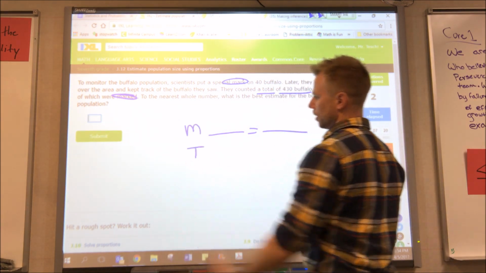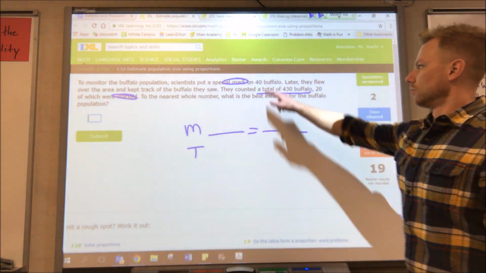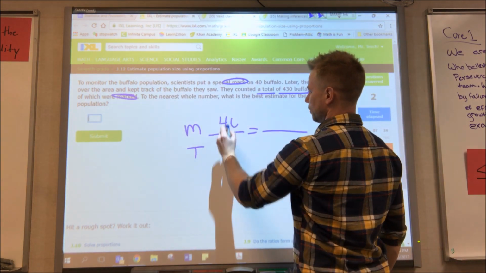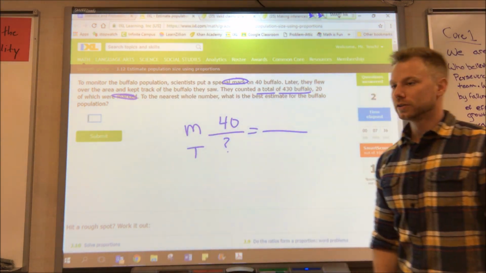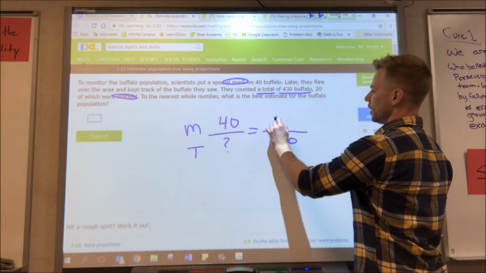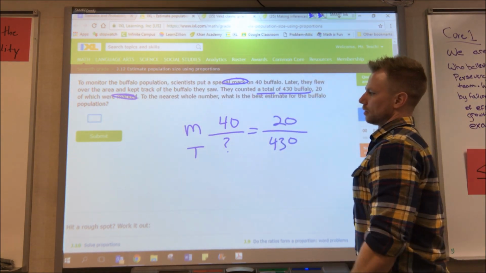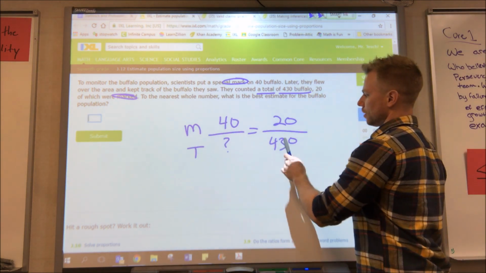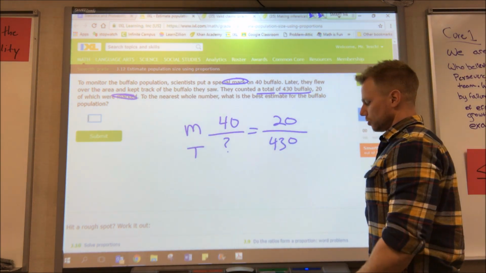So we'll do M for marked, T for total. 40 were marked. Out of the total population, we don't know. But later on, they had 430 total. 20 of those were marked. So 20 goes where M is for marked. 430 goes where T is for total.